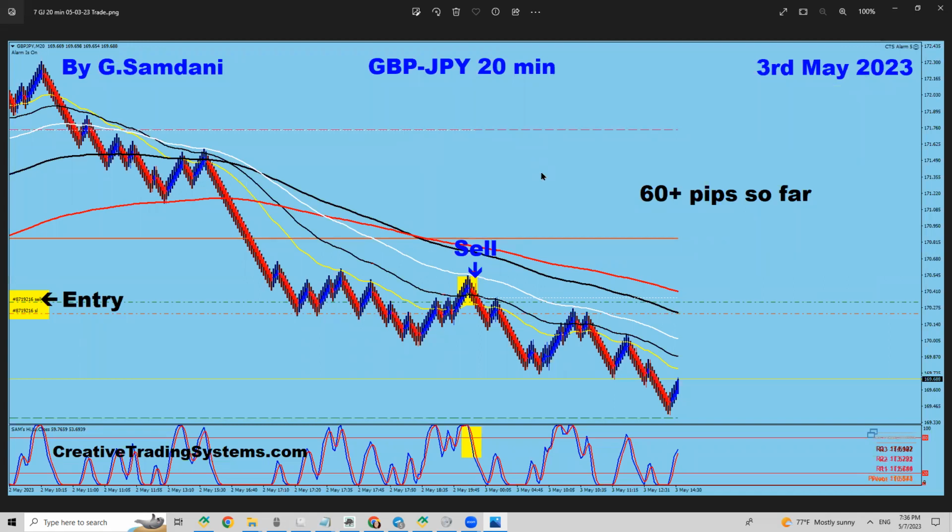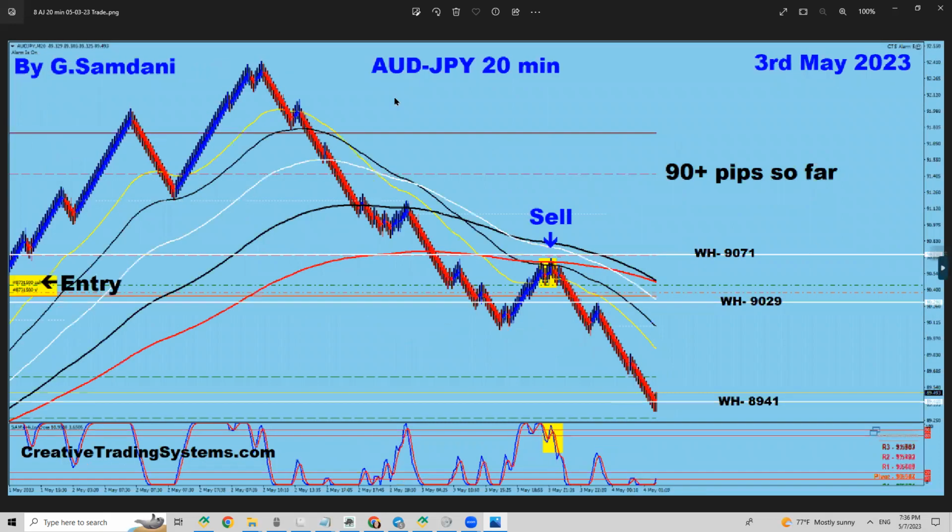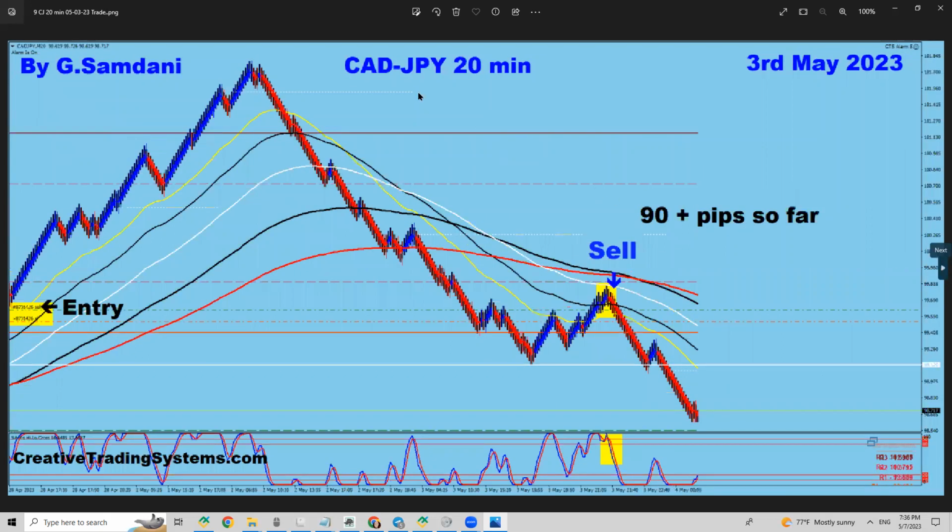Pound yen, now the yen index start to drop, and all yen pair you will see the down, short. 60 pip, this one to the downside, pound yen. This is Aussie yen. Again, this is to the downside, 90 pip, because yen start to get strong, and we will start to see downside, the short trades in yen pairs. CAD yen, see, this was going to the upside, but now this is to the downside, 90 pip.